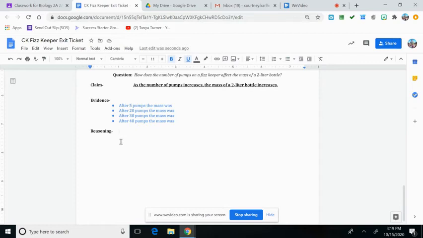Now for our reasoning, there are 4 parts to reasoning. I'll write the 4 parts first. First is to restate your claim. The second one is to add in evidence. The third is to tell me why this happened. And then the fourth is just to conclude or overall. Those are the steps. So when we write our reasoning here, I'll write it in blue again.